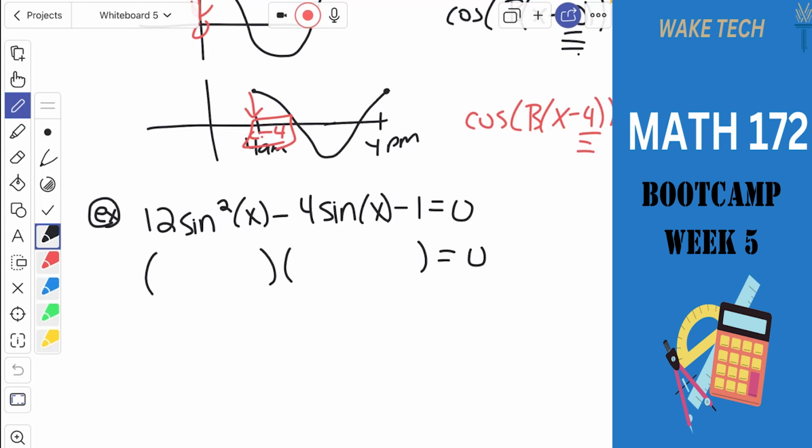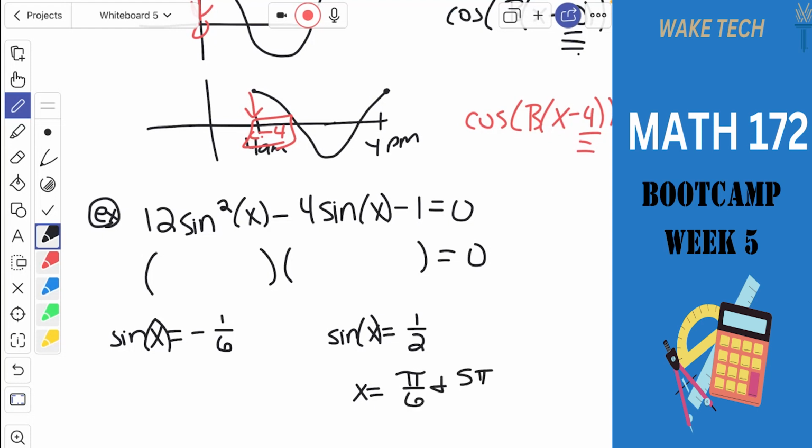So basically it factored down to sine x equals negative 1/6, and then sine x equals 1/2. But yeah, the x is sine x. So for sine x equals negative 1/6, that doesn't exist, so I just didn't include it. It exists. It does? Yeah. Sine x equals 1/2 at pi/6 and 5 pi/6, and these are the two that you've got.